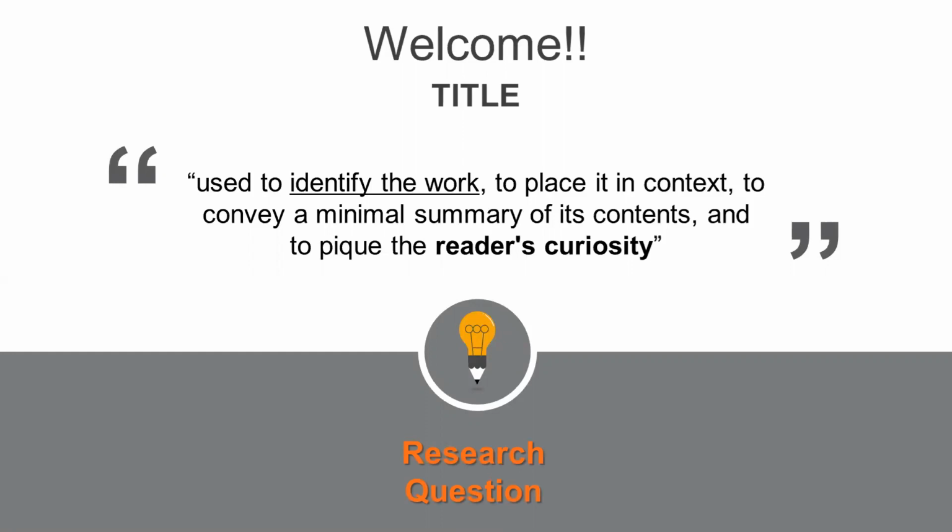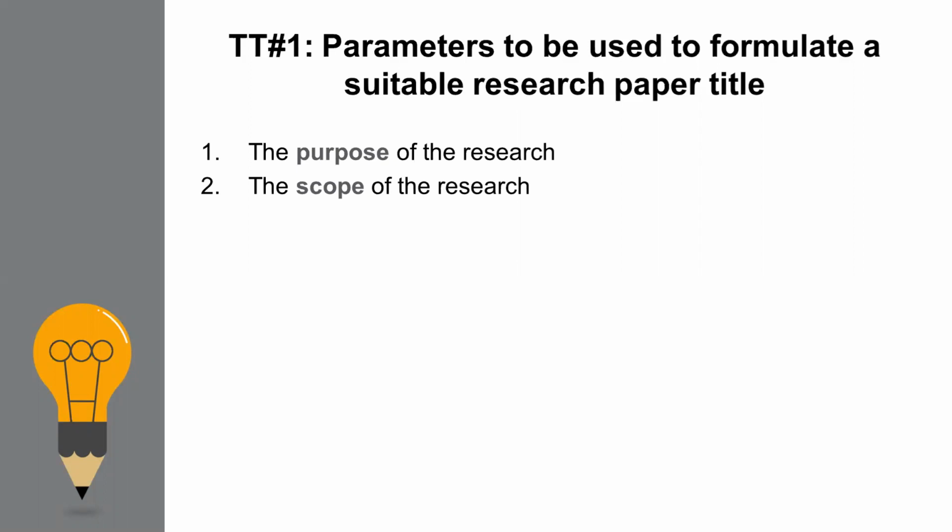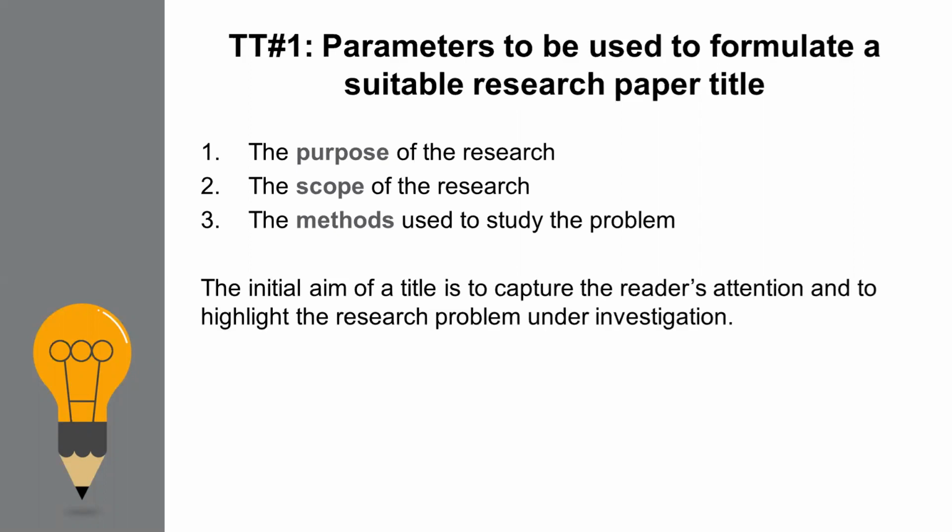So to go ahead with the title, we should be very clear about what our research question is. The first trick is parameters to be used to formulate a suitable research paper title. There are various parameters. The first being, you should know the purpose of the research, the scope of the research, and third, the methods used to study the problem. So based on this, we'll go ahead. The initial aim of a title is to capture the reader's attention and to highlight the research problem under investigation.